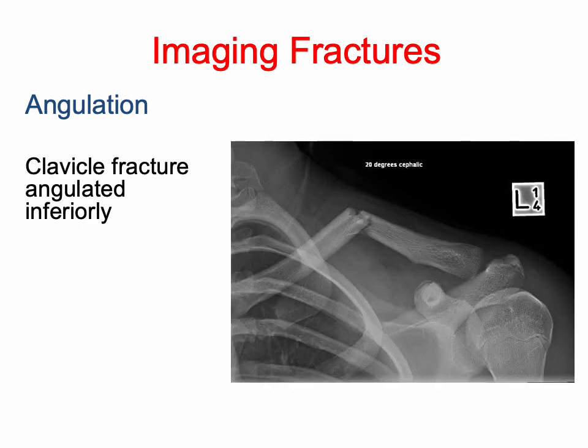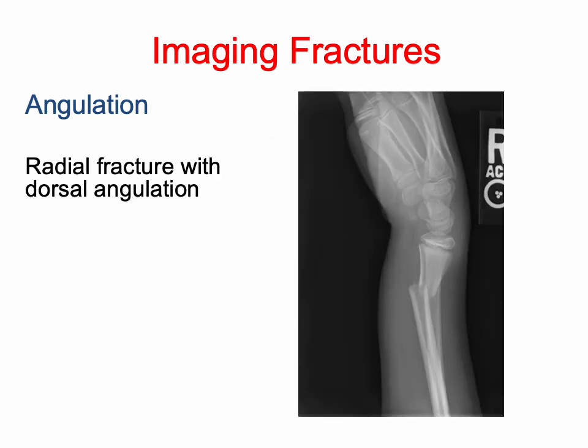This is a mid-clavicular fracture with inferior angulation of the distal fracture fragment. And this is a distal radius fracture in a skeletally immature patient with dorsal angulation. So this fracture fragment is angulated towards the dorsum.